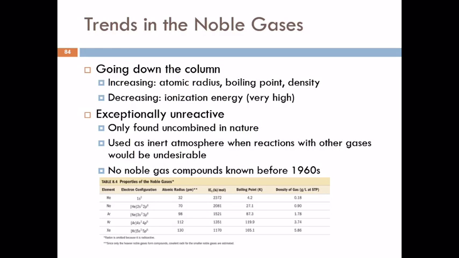Let's look at the noble gases. Again, we see that atomic radius and density increase as we're going down. Boiling point also increases. And the ionization energy decreases. But the ionization energy is so high that it just doesn't even really matter. The noble gases are exceptionally unreactive. It wasn't until the 1960s that someone was able to make a compound involving any of the noble gases. And as far as I know, we still don't know of any compounds involving helium or neon.